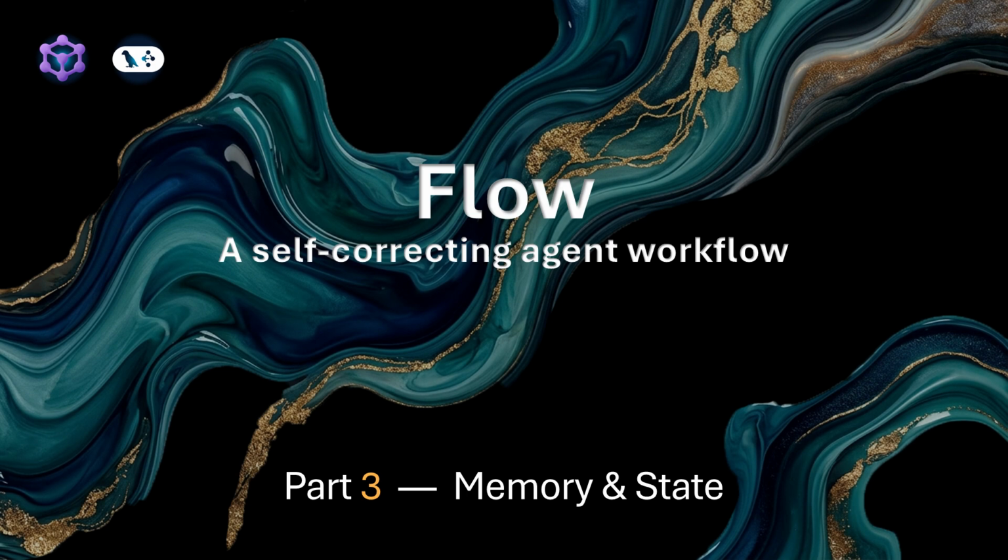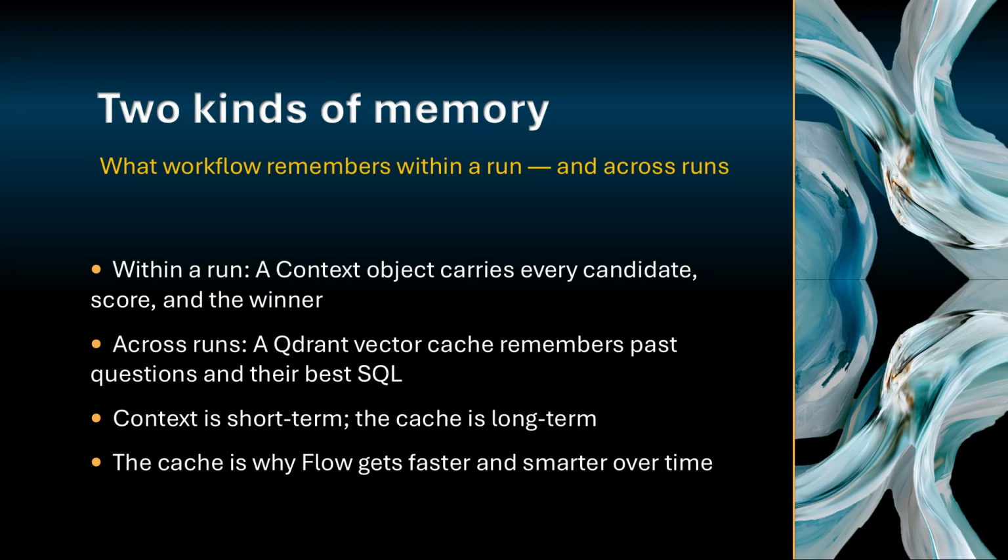more reliable over time. There are two kinds of memory here. Within a single run, a context object carries every candidate, every score, and the winner from phase to phase. That is short-term memory. Across runs, a Qdrant vector cache remembers past questions and their best SQL. That is long-term memory. The context is what enables agents to work. The cache is why the algorithm gets better the more you use it.